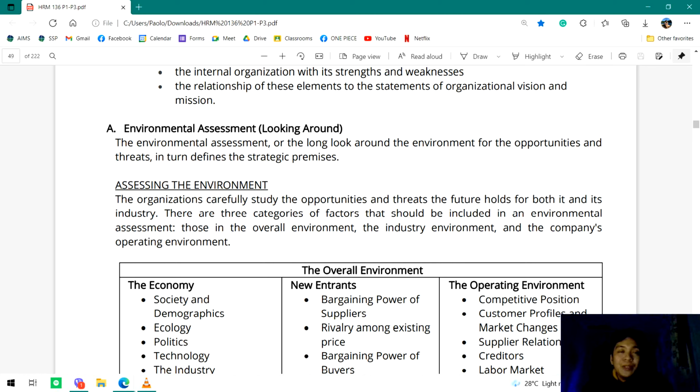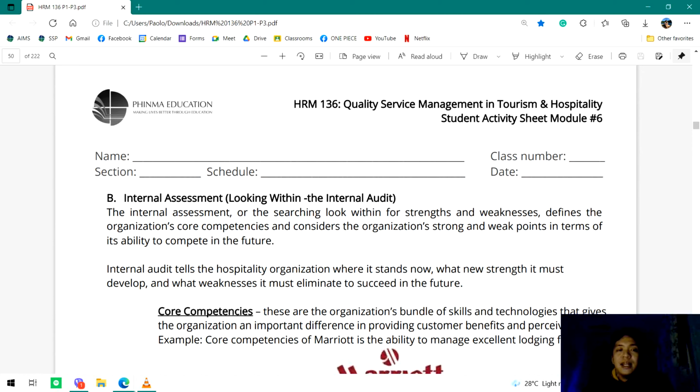And if you will, of course, I'm sure you will go there eventually, third year, second semester, mapapansin nyo, ito lang din yun. Ito talaga ang pinakasimula ng lahat ng planning process. You have to assess everything around you. Not just everything around you or environmental assessment looking around, you also have to assess yourselves as the company or internal assessment or looking within the internal audit.